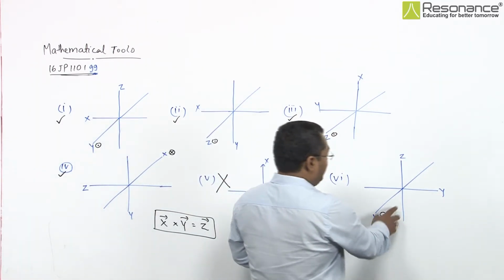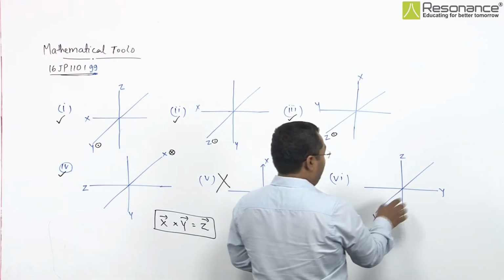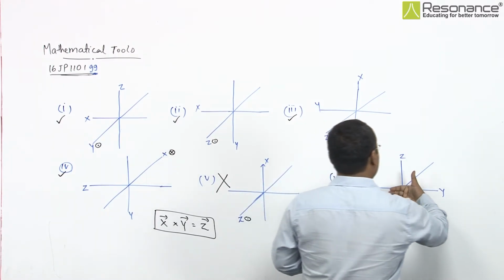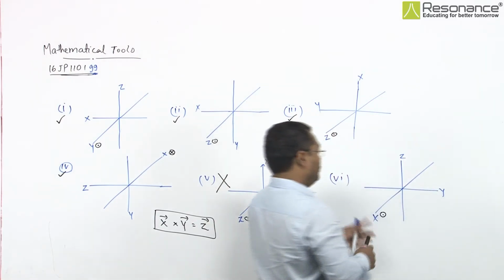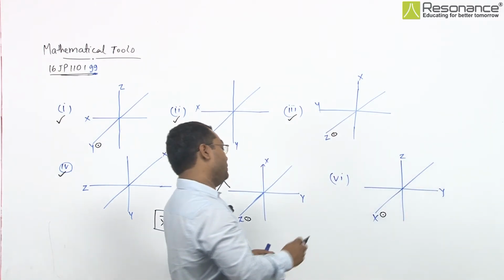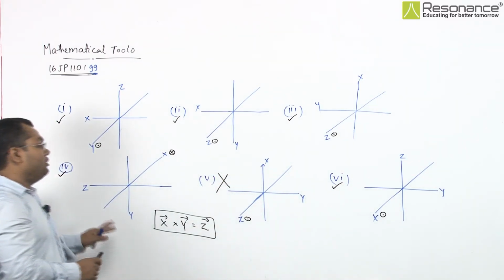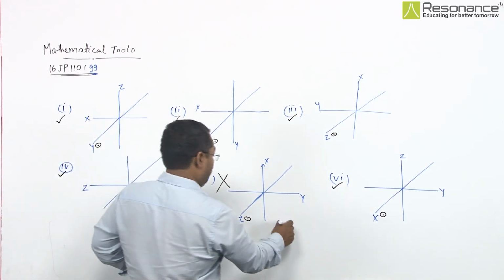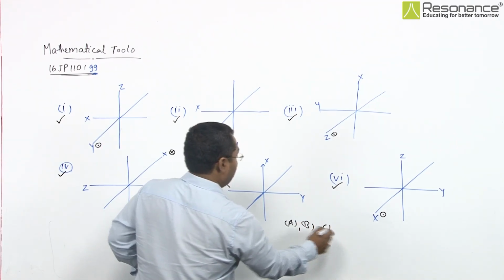Again check this, x is outward, y is along this. When you curl your right hand from x to y, it will show along z. So this is also a correct representation. So in this way, in this question, the correct answer choice will be A, B and C.